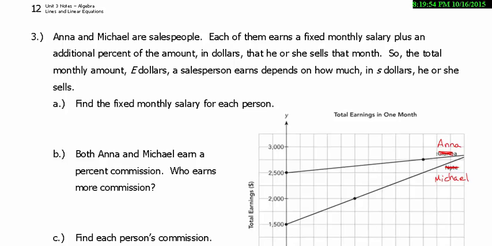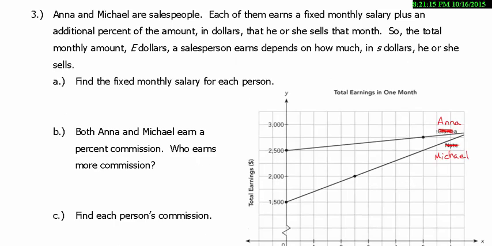Question A, find the fixed monthly salary for each person. Well, since it's asking for the fixed monthly salary, it's talking about the initial amount that they each get paid to begin with. And so we can see that Anna makes $2,500 and Michael makes $1,500. And so let's write that down. Anna equals 2,500 and Michael equals $1,500. And again, because we were looking for the initial amount, we were looking at the y-intercepts for this question.